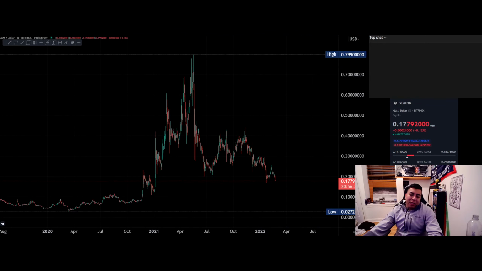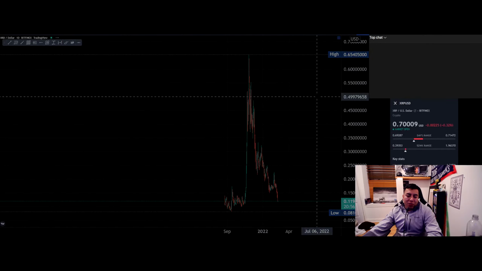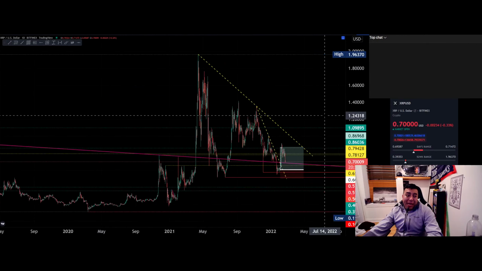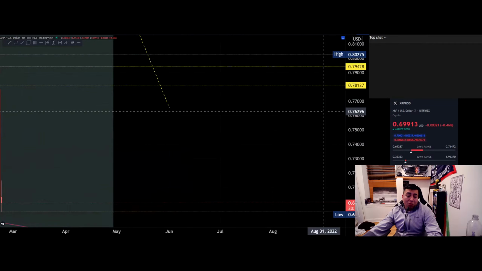All right, let's scan through the rest of these because there's not really that many more. That looks not good, not good. Meh. XRP, man. Oh shit.